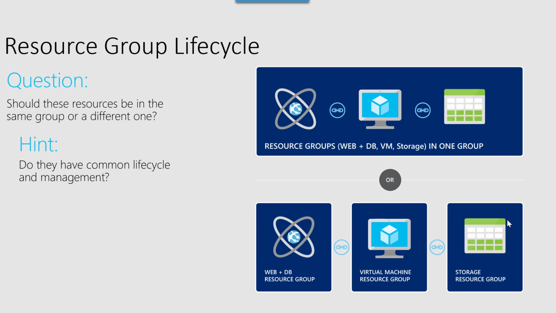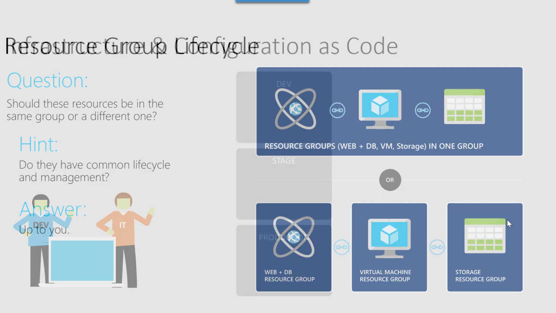For example, if I want to give more permission for this resource group for certain or specific teams, then I might want to put the resources in two different resource groups. So sometimes based on the permission, sometimes based on the life cycle. So it's all the time up to us.